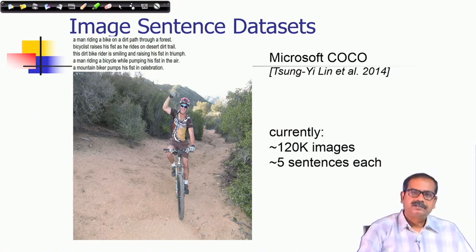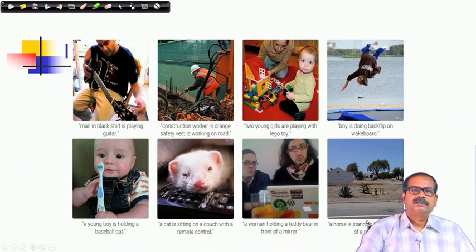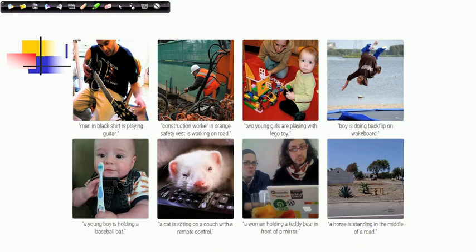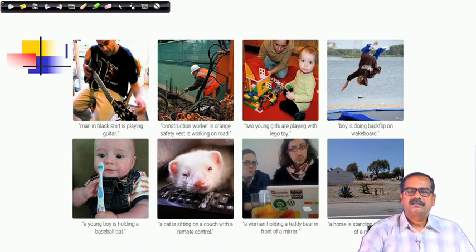And this is an example. You provide this as a training set to the network, and then you can generate different kinds of image captions. Some examples are shown here. Consider the top row, the leftmost image, where you have a man in a black shirt playing guitar, and another is shown as a construction worker in an orange safety vest working on the road. These are very interesting results, and presently a lot of work is going on in video summarization, image captioning, and many other things using this kind of network.